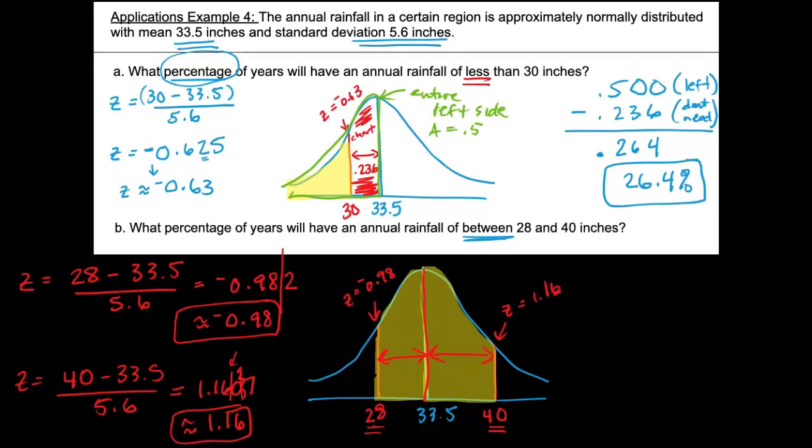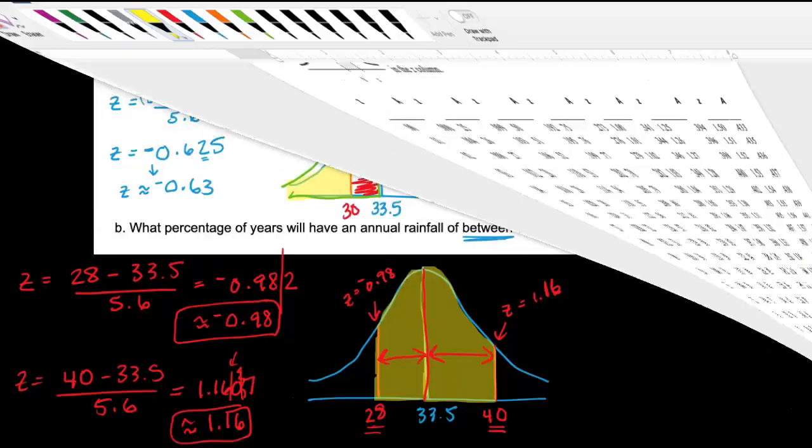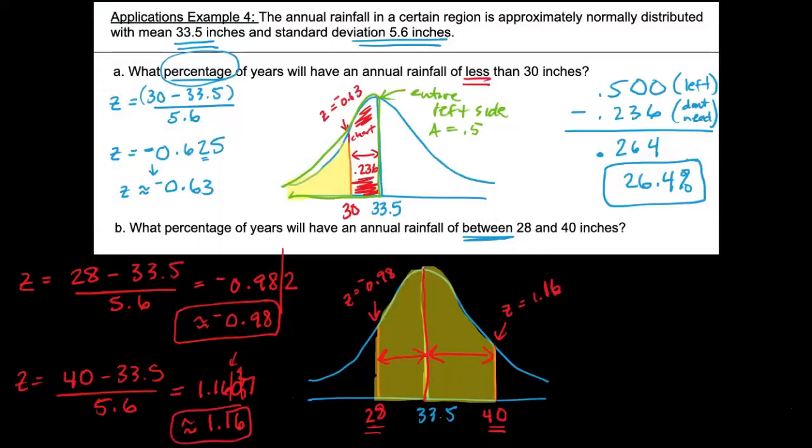Remember that when z's are negative, we just look up the positive version on the chart. So a z-value of 0.98 gives me an area of 0.337, and a z-value of 1.16 gives me an area of 0.377. So you've got to really be careful on ones like these, just not to mix up those numbers since they're so similar. So I'm going to come back to my problem, and I'm going to label those areas.